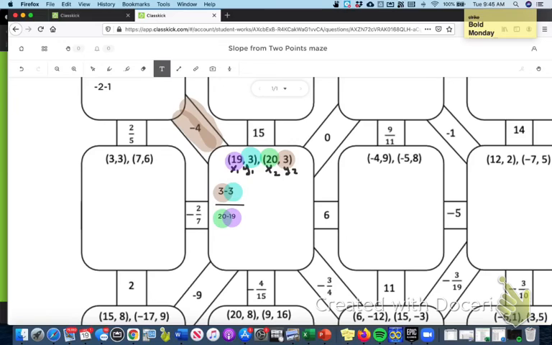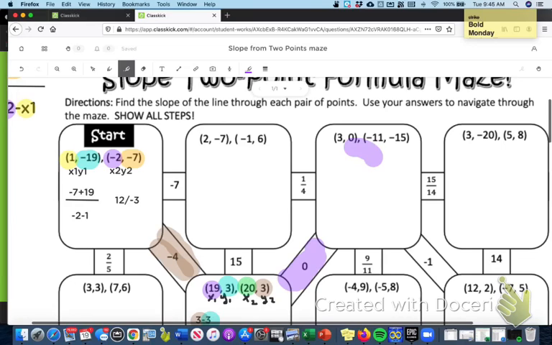So 3 minus 3 is 0. So I'm going to have a 0 in the numerator. I got my fraction bar for division. 20 minus 19 is 1. And 0 divided by 1, 0 divided by anything actually is 0. So we know we're going to follow up here. And we'll go to the next problem here.